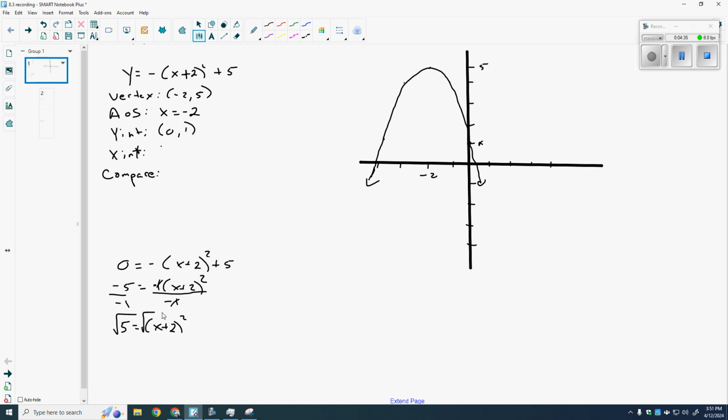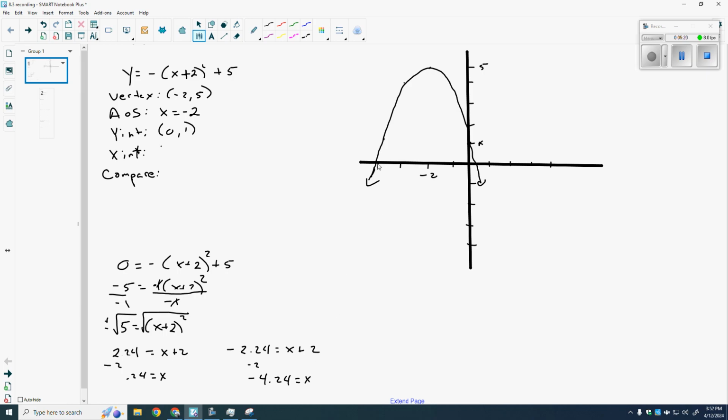Square root both sides. When I do that, I generate the plus and the minus. Grab a calculator, type in the square root of 5, and you should get 2.24-ish. So that equals x plus 2, because the square and square root go away, and I'm just left with x plus 2. Or -2.24 equals x plus 2. Subtract 2 from both sides. Subtracting 2 from this gives me 0.24. Subtracting 2 from this gives me a negative 4.24.